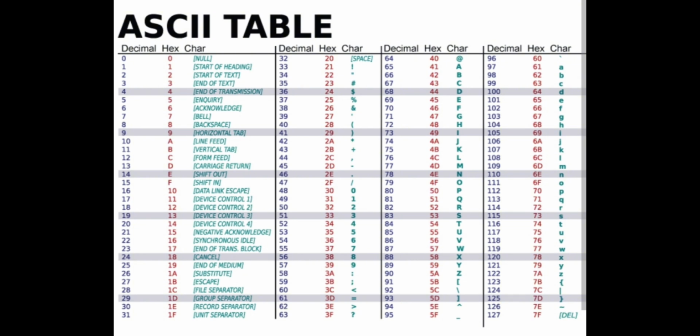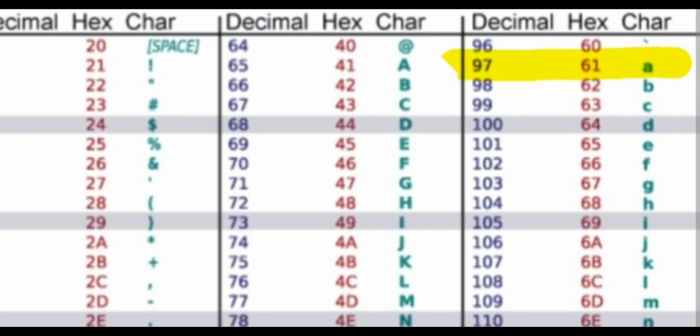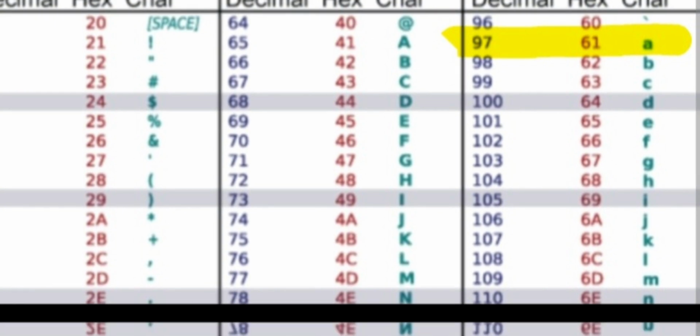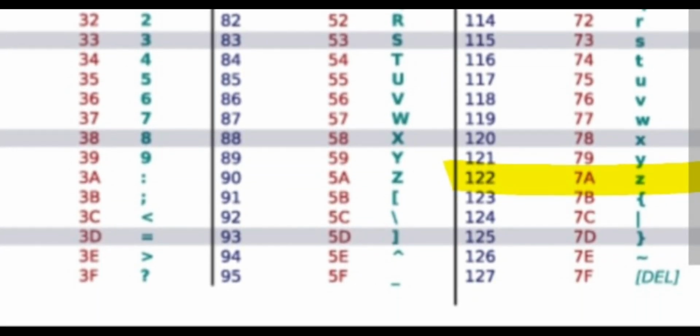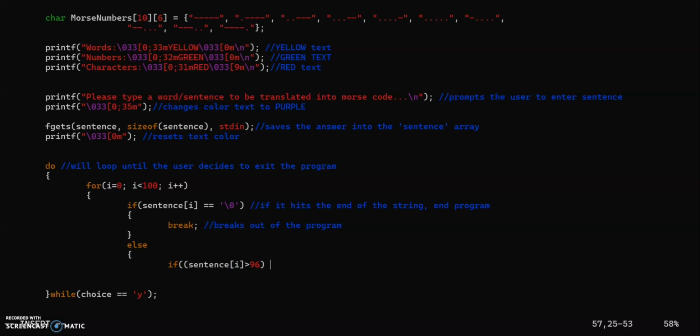To help the program identify the letters, I use the ASCII table, which assigns unique values to every character including letters, punctuation marks, and special symbols. You can see here that lowercase a is 97 and lowercase z is 122. This is why we keep the range from greater than 96 to less than or equal to 123.